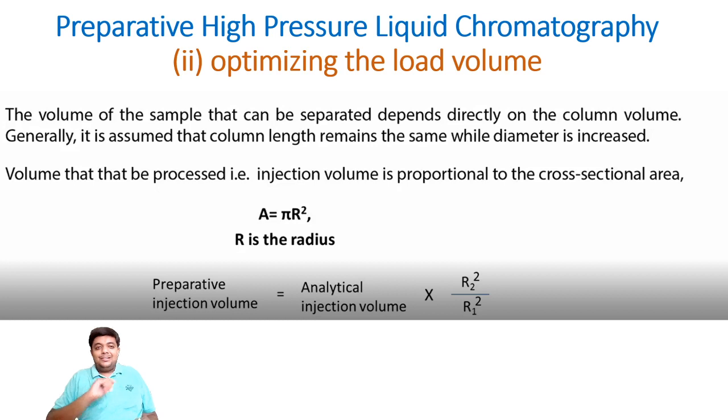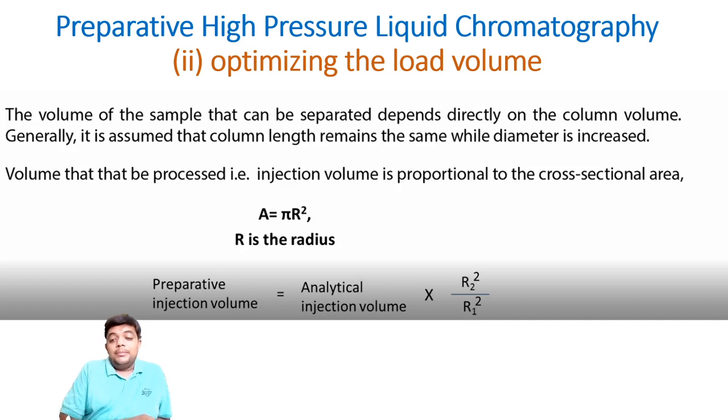or in the injector. So the volume of the sample that can be separated depends directly on the column volume. Generally, it is assumed that the column length remains the same while the diameter is increased. Friends, never change the length of the column, it will affect the resolution. Always change the diameter of the column while optimizing. The volume that can be processed, the injection volume, is proportional to the cross-sectional area.